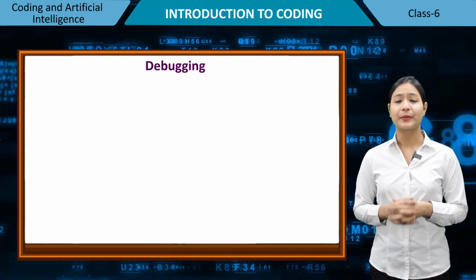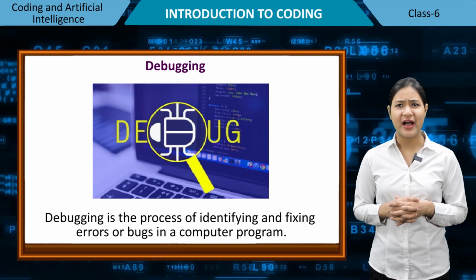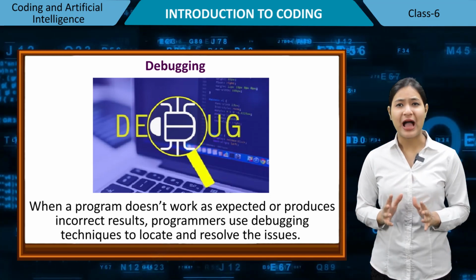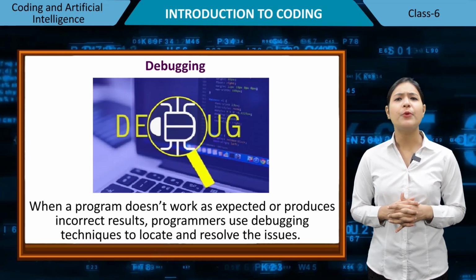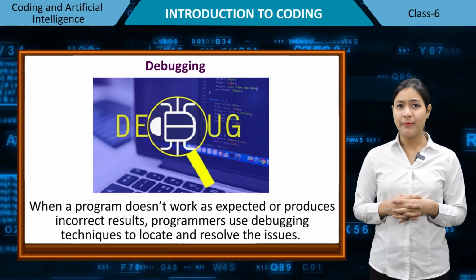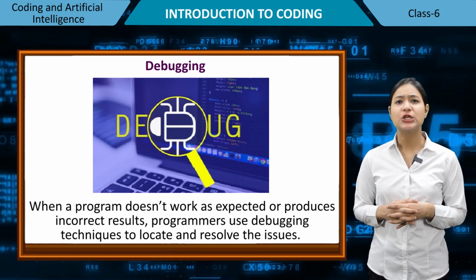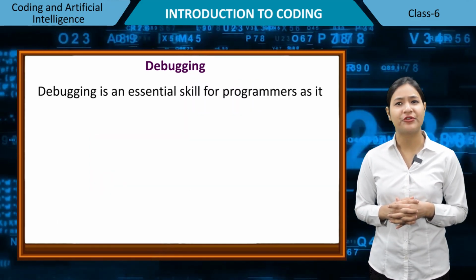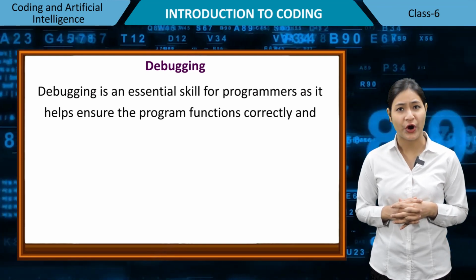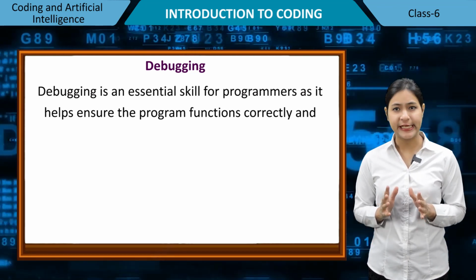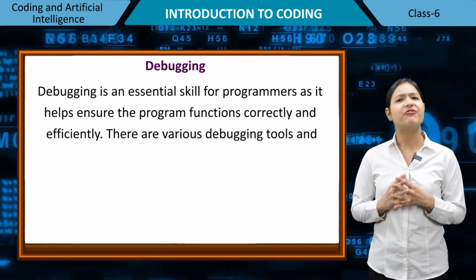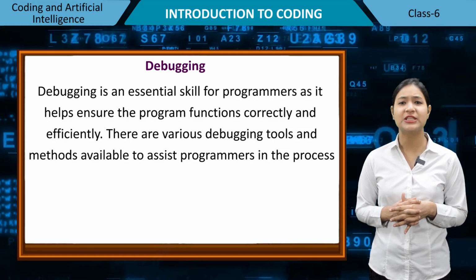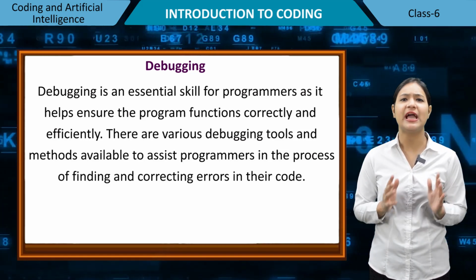Debugging. Debugging is the process of identifying and fixing errors or bugs in a computer program. When a program does not work as expected or produces incorrect results, programmers use debugging techniques to locate and resolve the issues. Debugging is an essential skill for programmers as it helps ensure the program functions correctly and efficiently. There are various debugging tools and methods available to assist programmers in the process of finding and correcting errors in their code.